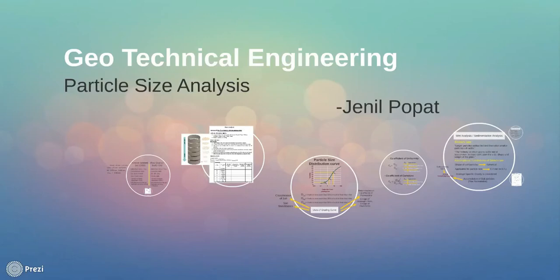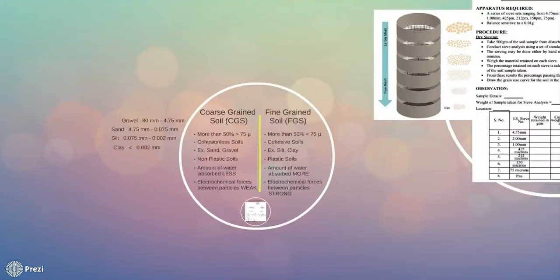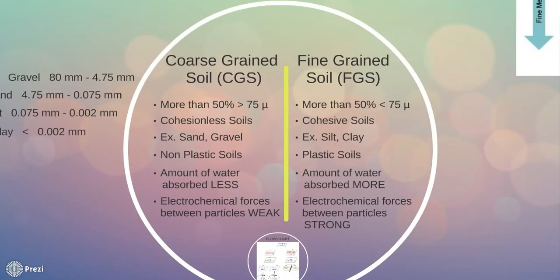We are discussing Geotechnical Engineering Particle Size Analysis. Soil particle size distribution is one of the most important soil physical attributes. It is of great importance to soil water movement, soil erosion, and soil solute migration. Let us go learn this.